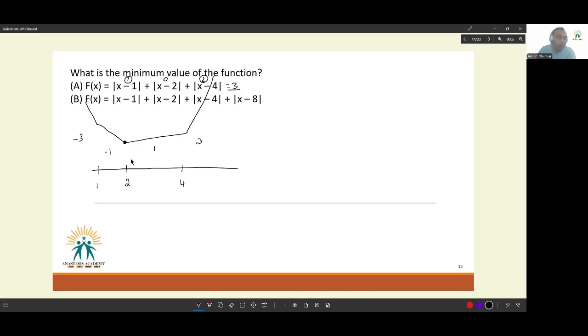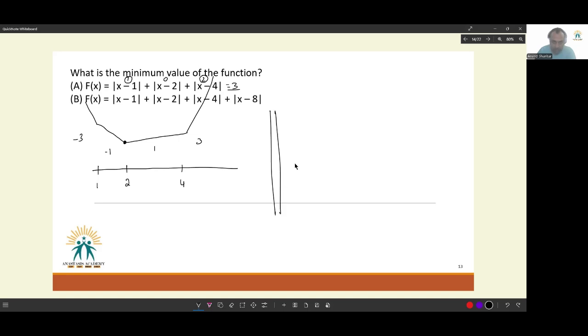Now you don't need to draw a graph every time. If there is an odd number of modded terms, whatever is the middle mod function, take x equal to that, and your work will be easy, it will be done.